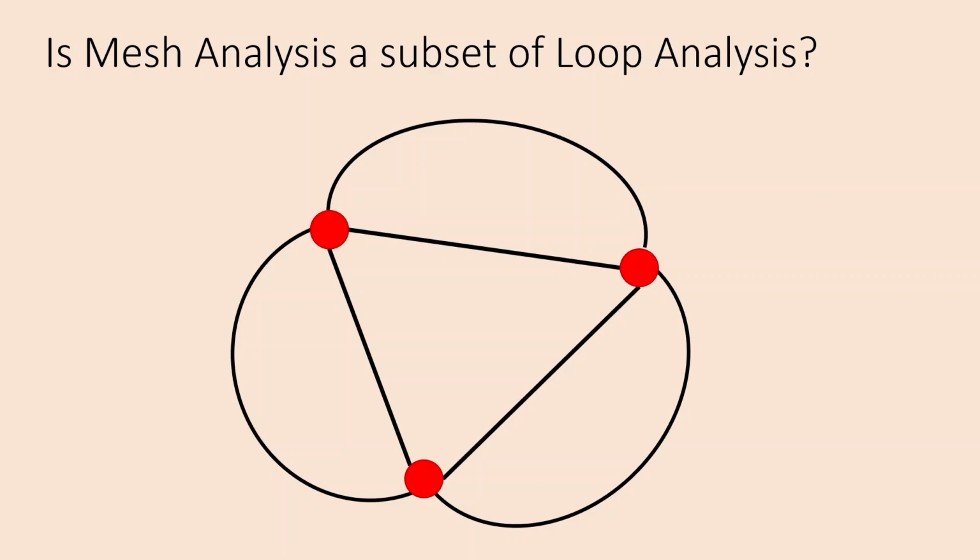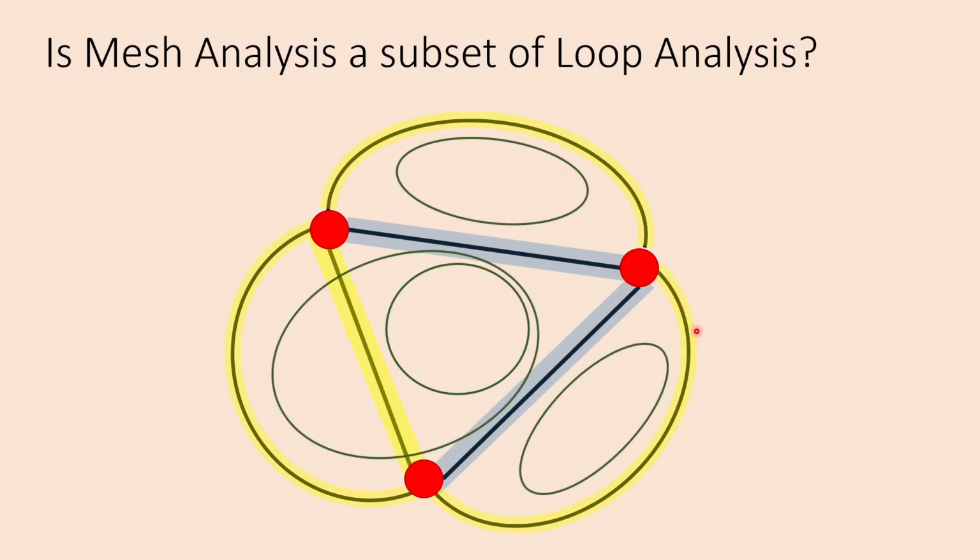Is mesh analysis a subset of loop analysis? Well, here's an example network, 3 nodes, 6 branches, and it turns out that only 2 of the 6 branches are necessary to form a spanning tree. Now, if we wanted to have mesh currents come from chord currents so that mesh analysis, yes, is a subset of loop analysis, we would have to have this branch be a chord so that this inner mesh loop uses that chord current and the 2 tree branches.